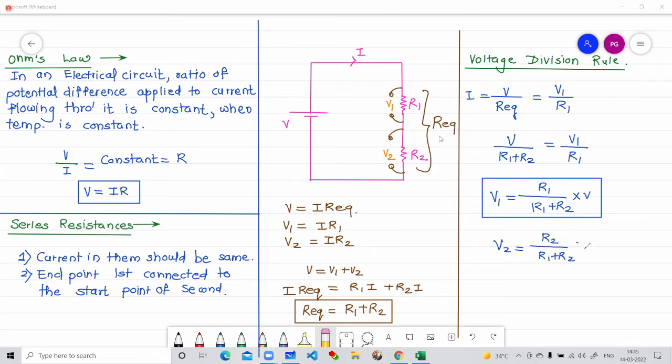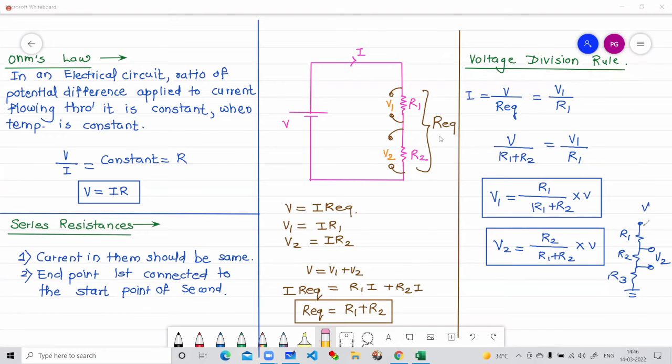Very simple, right? And now if you have three resistances connected, with V, R1, R2, R3, and this is your V2, let us say. You want to calculate V2. Quickly say the formula. R2 upon R1 plus R2 plus R3 into V.